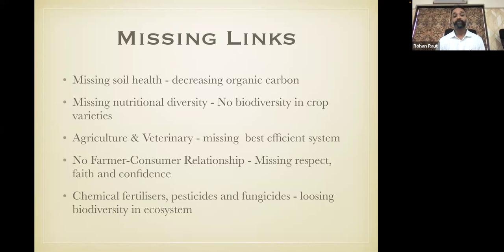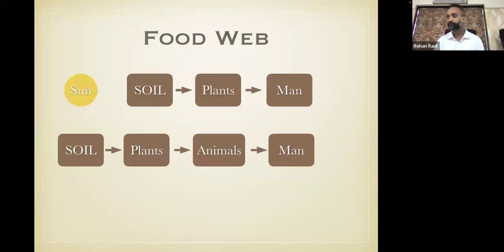Because of all these things, we are losing biodiversity in the ecosystem, whatever is there in the soil or above the soil. We are losing many beneficial insects which are there to help the farmers.